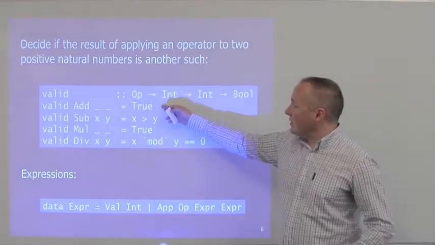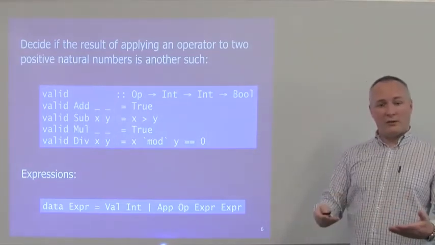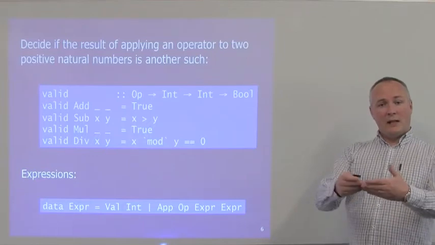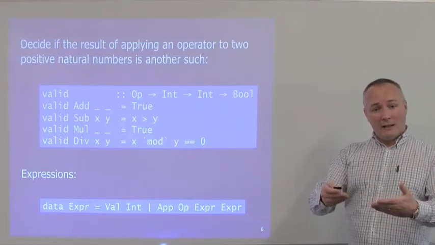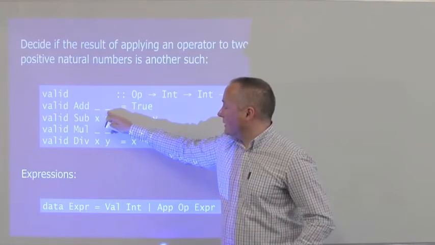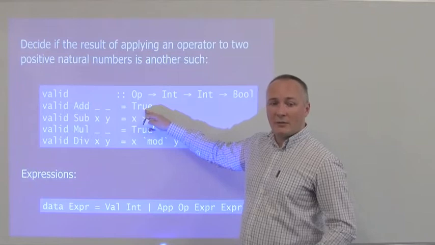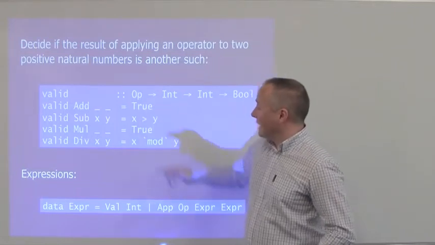So in the case of addition, there's not really anything to check, because if I give you 2 positive natural numbers, like 3 and 5, you add them together, you're always guaranteed to get another such, so we don't really need to even match here. We use the wildcard pattern. Whatever numbers you're given here, if you add them together, you will get another positive natural number, so we simply give back true in this case.